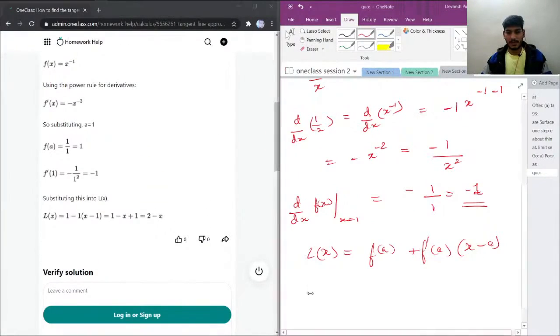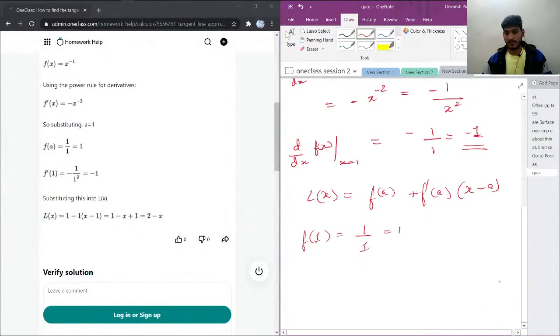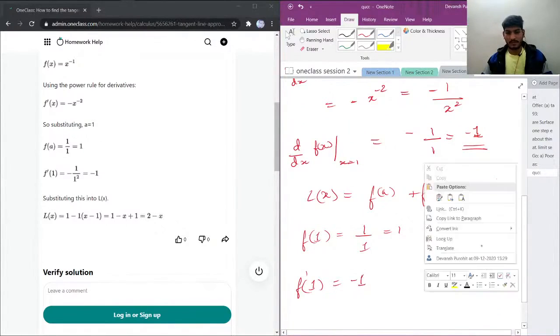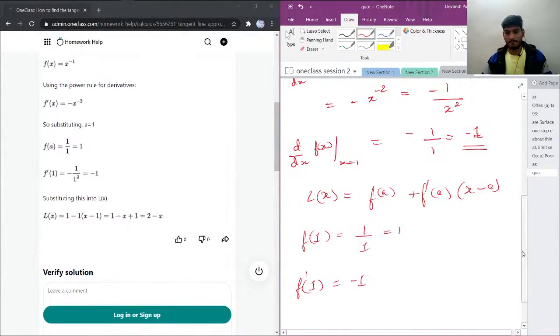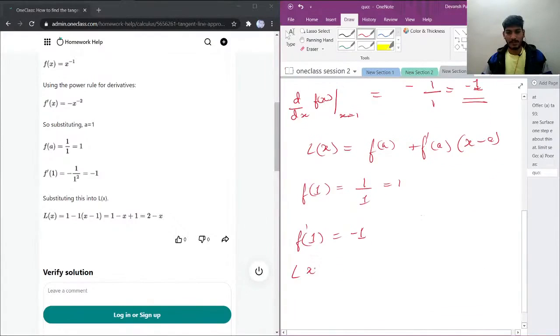So let's calculate f of 1, and f of 1 is going to be 1 over 1, which is 1, and we have f prime of 1, which is negative 1. So we have L of x equals 1 minus 1 times x minus 1, and this will be 2 minus x.